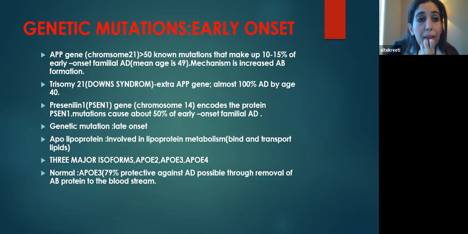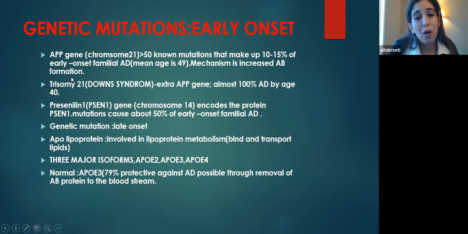So the type of the genetic mutation here is related to the APP gene, which is located on chromosome 21, which makes up 10 to 15% of early onset familial autosomal dominant cases. The mean age for this disease is 49, and the cause related to this disease is increased amyloid formation. There is difficulty removing the amyloid plaque from the brain.